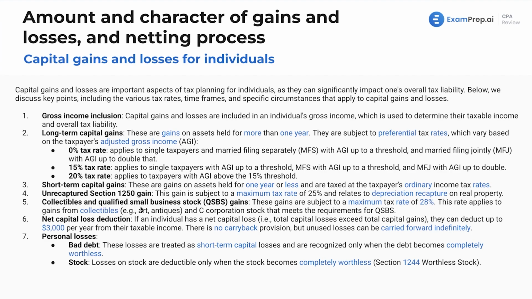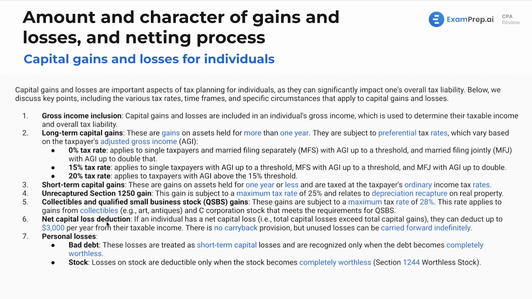Collectibles and qualified small business stock gains. Just memorize here that these gains are subject to a maximum tax rate of 28%. You sell your collectible toys or action figures, that would be 28%. This rate applies to gains from collectibles such as art, antiques. All right, I guess that's more of a mature collectible, but stamp collection, whatever that is. And a C corporation stock that meets the requirements for the QSBS. Not too important with the qualified small business stock, but just to know that there.